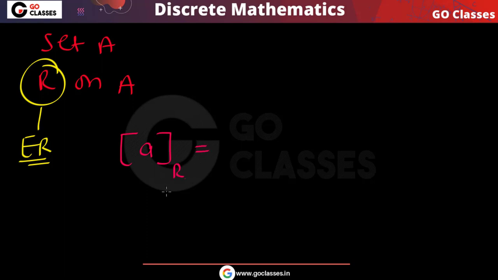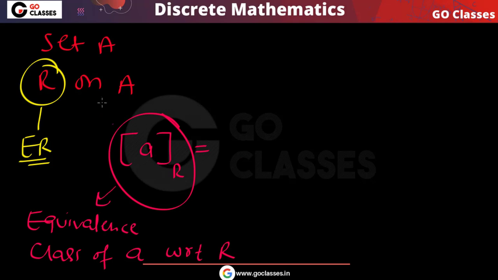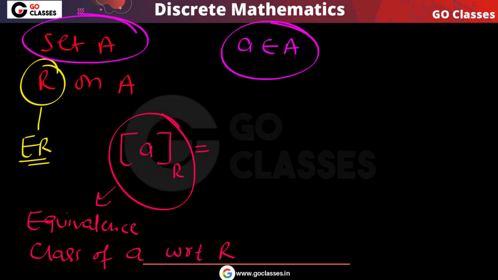What is the equivalence class of A? This means the equivalence class of A. For any element in our base set, on which we are defining an equivalence relation R, what does this symbol mean? This symbol means the equivalence class of element A, where A is in our base set. This is the equivalence class of element A with respect to R.